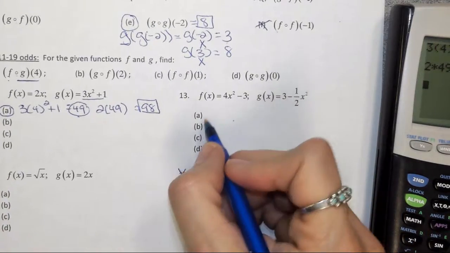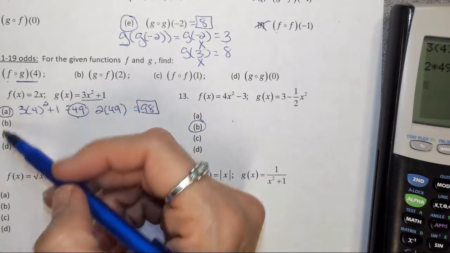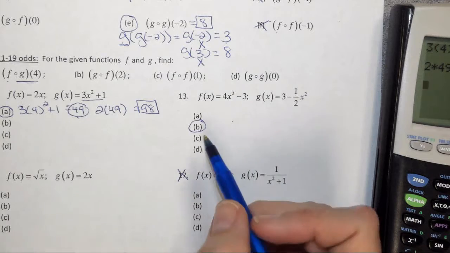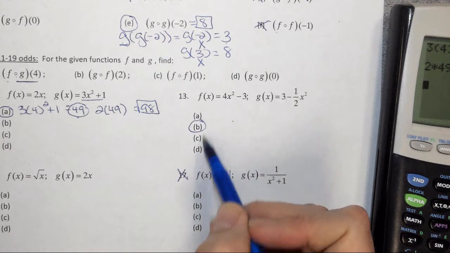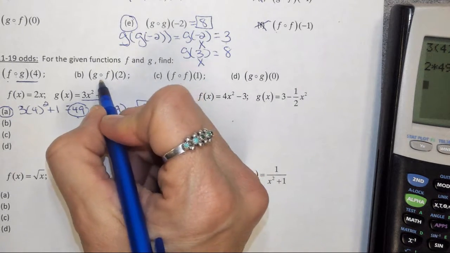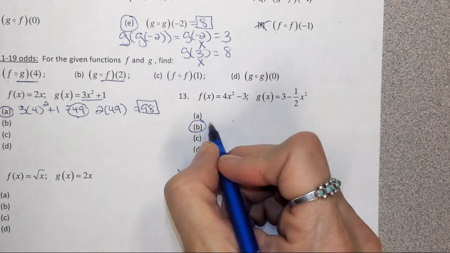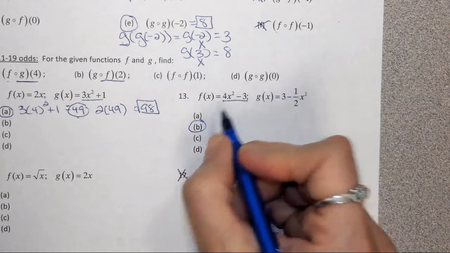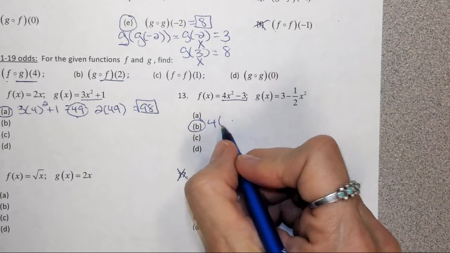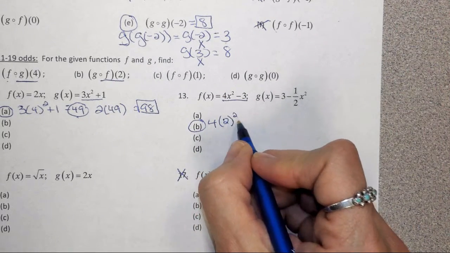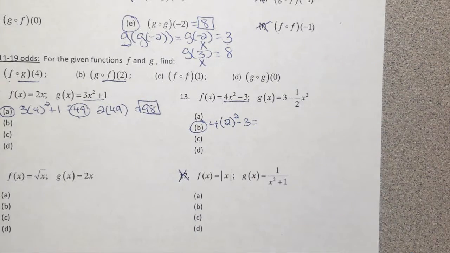On number 13, I'm going to do B. You need to go ahead and do B, C, and D. On 13, you're going to do all of them. I'm going to go do B with you. So for B, it says you're going to do G composite F at 2. So I'm going to do the F function first, and I'm going to plug in the number 2. So 4 parentheses 2 squared minus 3.